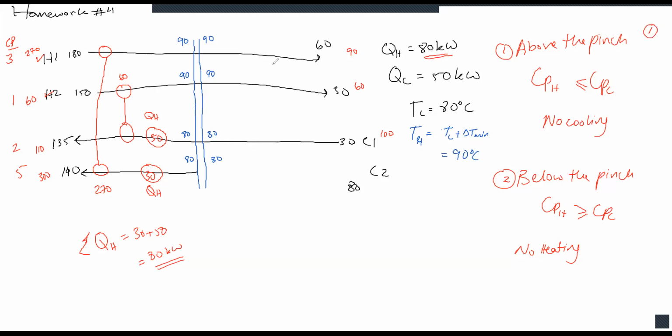Let's have a look below the pinch. Below the pinch, I need CP hot to be greater than CP cold. So let's have a look at the first hot stream. The CP for this stream is 3, and I only have one cold stream available. The CP for this stream is 2. So can I do a transfer between these two? Yes, I can. So I'm gonna connect these two.